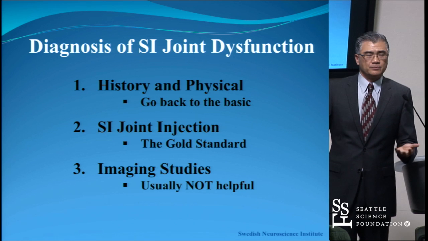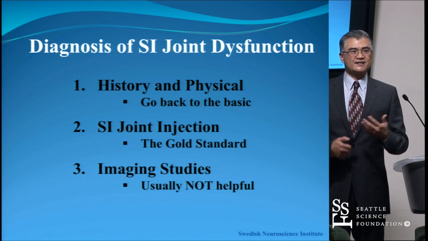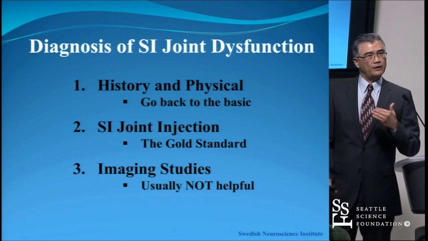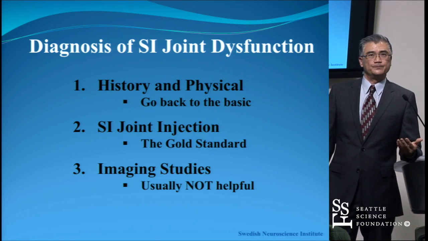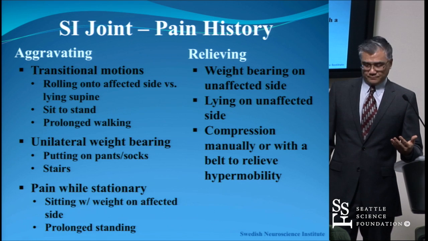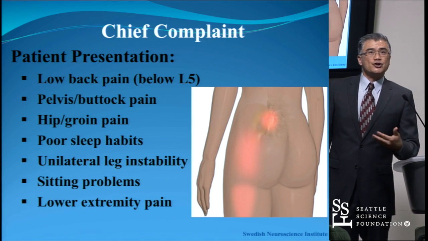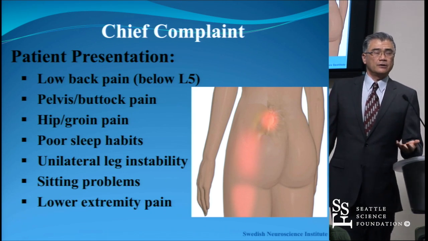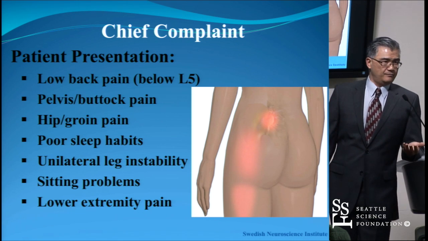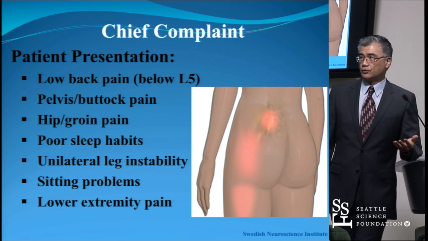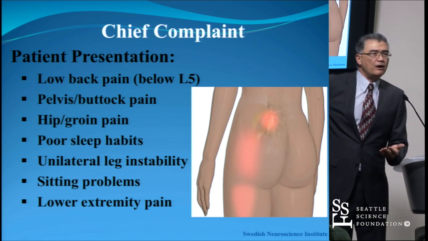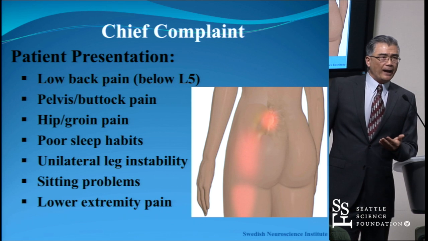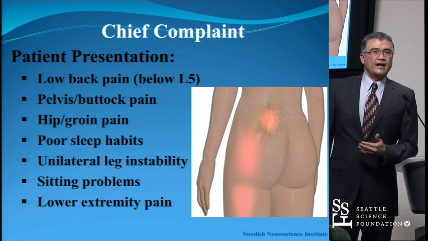Nowadays, a lot of the time we jump to what the MRI shows, and then decide what we want to do. But with the SI joint, we have to go back to the basics: get the history and do the physical examination. So with the patient presentation, usually the pain is lower than L5. We know where the SI joint is located. So if a patient has mid-back pain or pain above the pelvic girdle, most likely it is not SI joint pain.